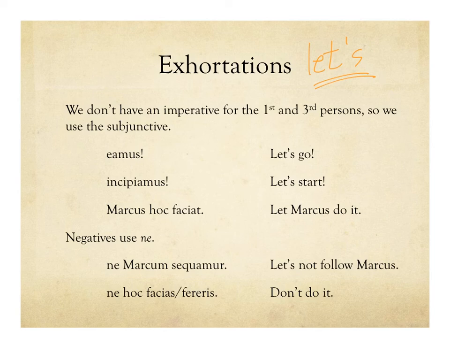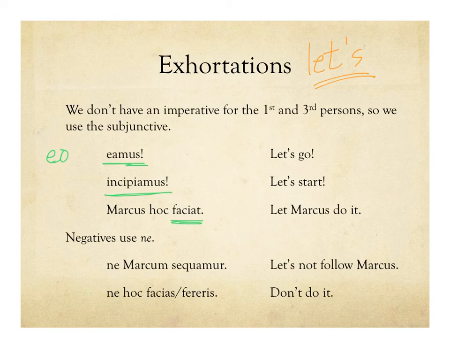So you can see I've given you some examples here. Eamos, right, from the present subjunctive of eo, let's go. Or this is something we say in class, incipiamos, let's start. But we can also do it in the third person, so something like, Marcus hoc faciat, let Marcus do it, right? So those are situations where really we're trying to encourage somebody, either ourselves or somebody else, to do something, and we use the present subjunctive for it.